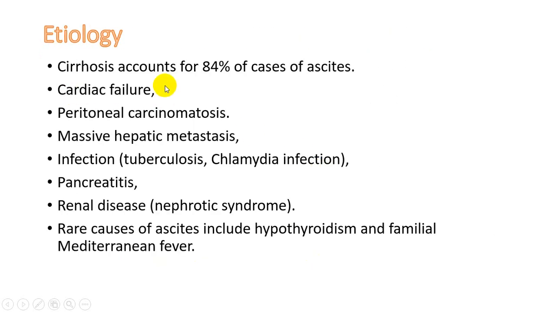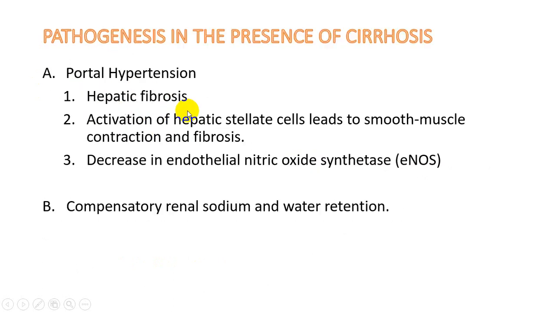We said the second most common cause of ascites is a cardiac cause, which causes ascites by a mechanism similar to that of portal hypertension, by increasing the resistance to blood flow through the inferior vena cava due to increased pressure within the failed right side of the heart.